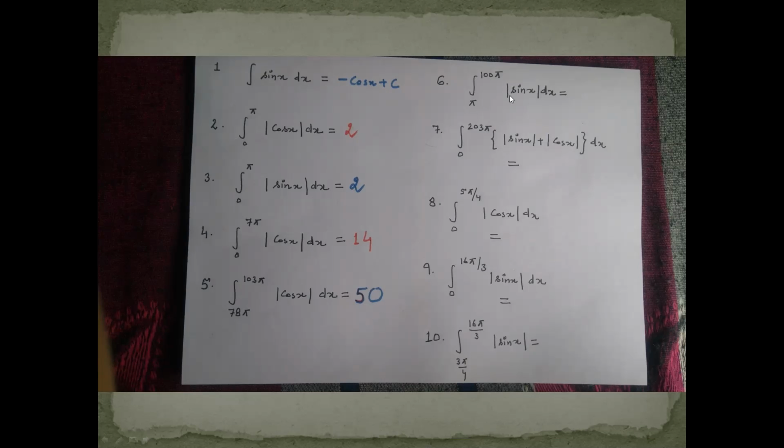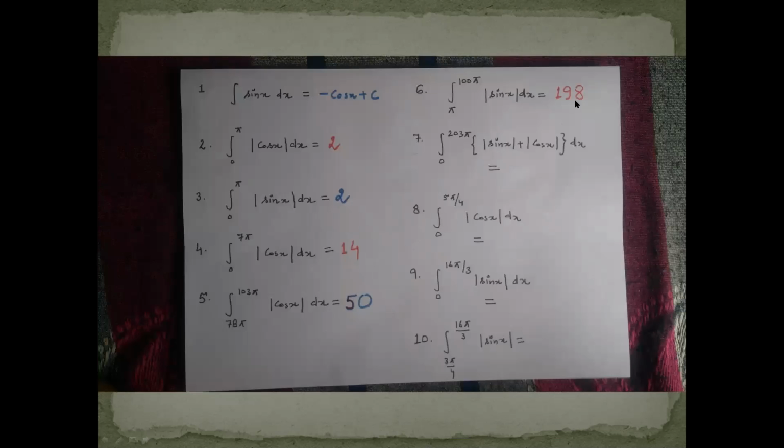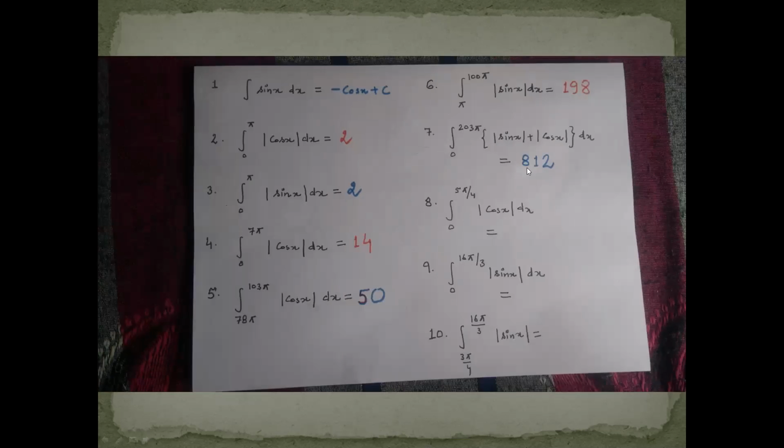pi to 100 pi modulus of sin of x dx. The answer is 198. Next question is 0 to 203 pi. This is the sum of two modulus functions, sine of x and cos of x. Answer is 812. Next is 0 to 5 pi upon 4 mod of cos of x dx.